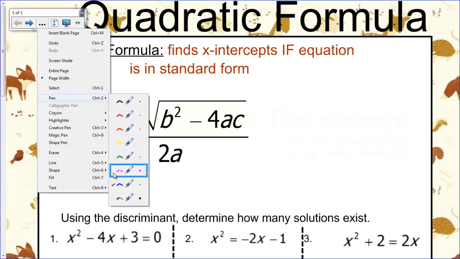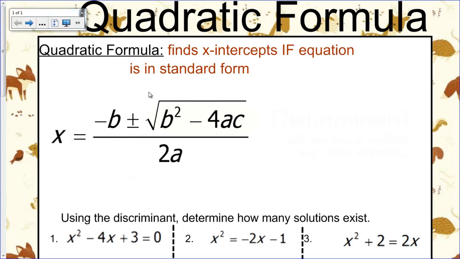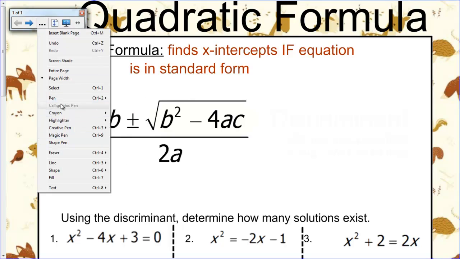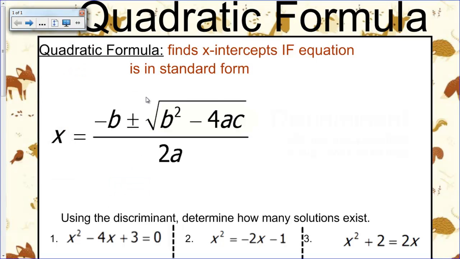This part of the quadratic formula right here, this whole entire square root, has a name. It's called the discriminant. And we're going to use the discriminant in just a minute to determine how many solutions something has. When you do the quadratic formula, if you find the discriminant first, then it simplifies the problem. So when I do quadratic formula, I always start by finding the discriminant first, and then I plug that into the rest of the quadratic formula and solve from there.